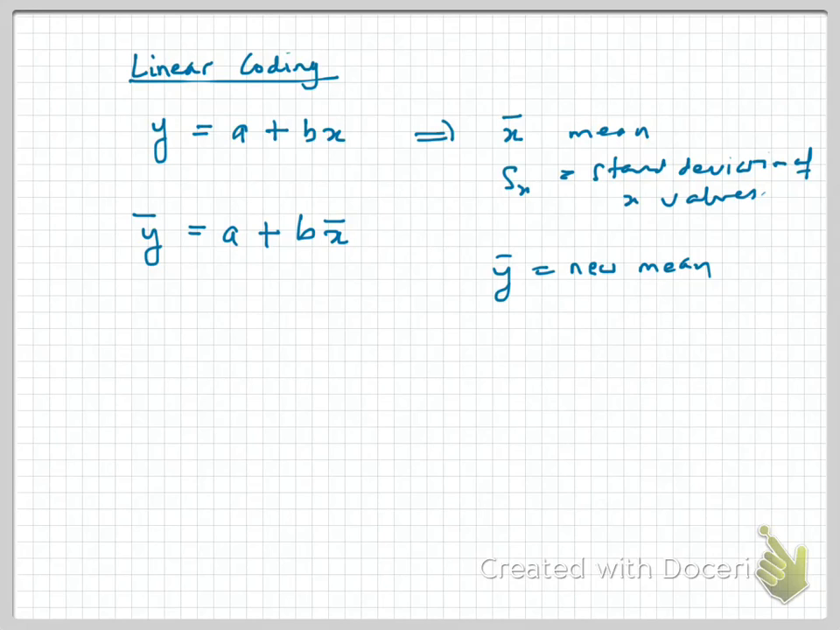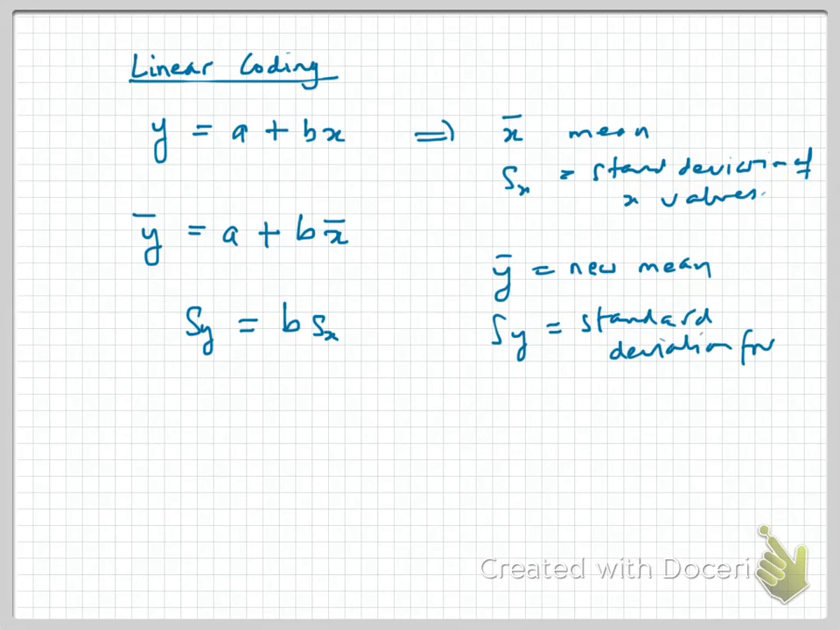However, for the standard deviation, we would simply multiply it by B. It's not affected by A, and that will give us our new standard deviation for the Y values. So SY equals B times SX, the standard deviation for the Y values. So that's the relationship between the mean and the standard deviation between two sets of data that have been transformed by a linear relationship.